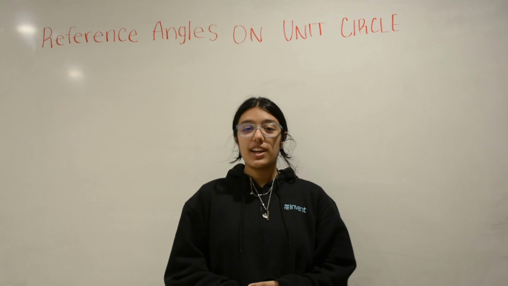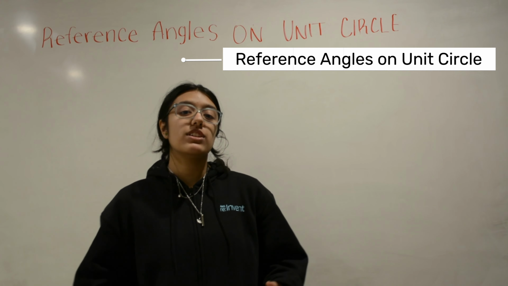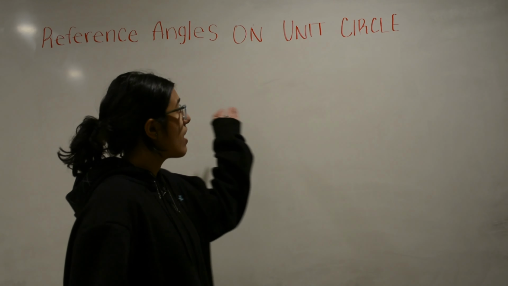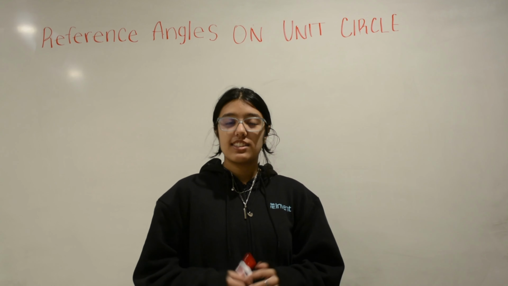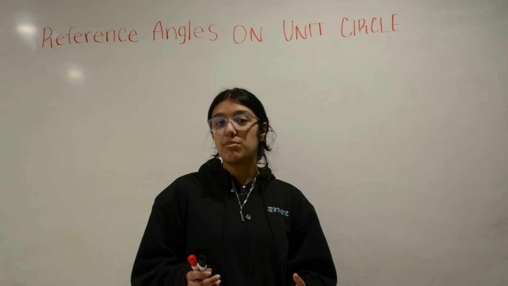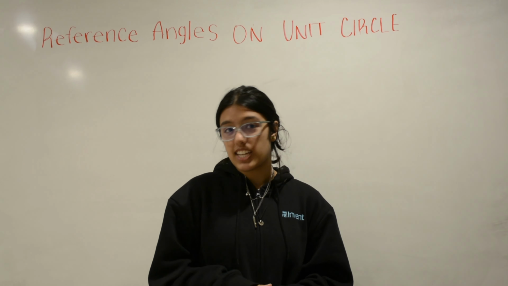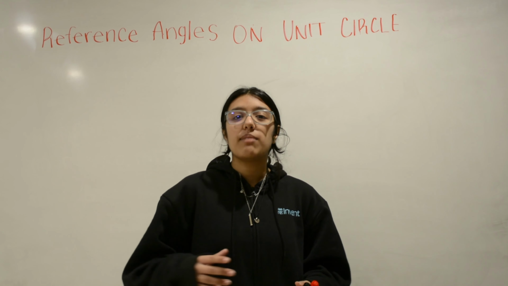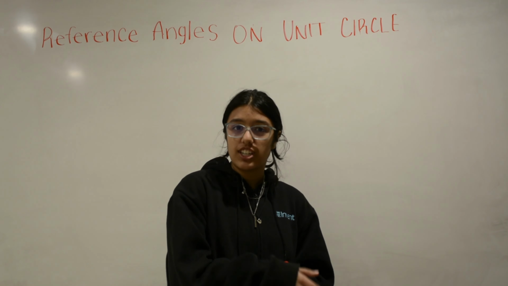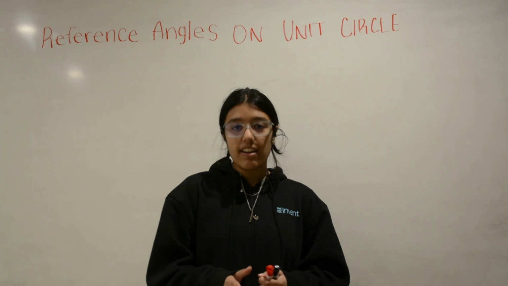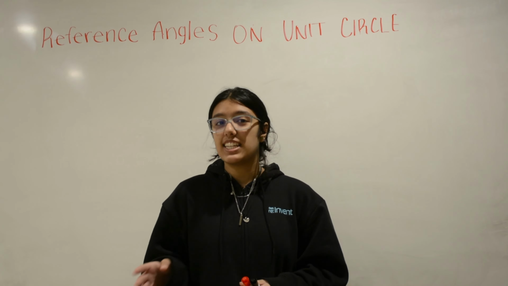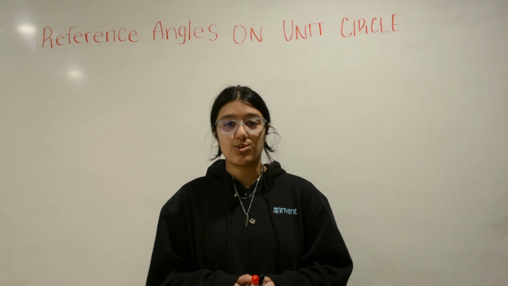Hey guys, so today I'm going to be giving you a brief introduction on reference angles on a unit circle. And since you clicked on this video, I hope you have some knowledge about the sine, cos, and tan values in the first quadrant. I'm mainly talking about 0 degrees, 30 degrees, 45 degrees, 60 degrees, and 90 degrees, since they're all located in that first quadrant.